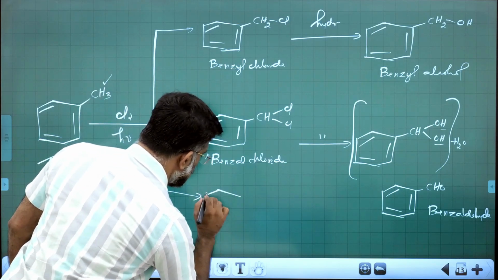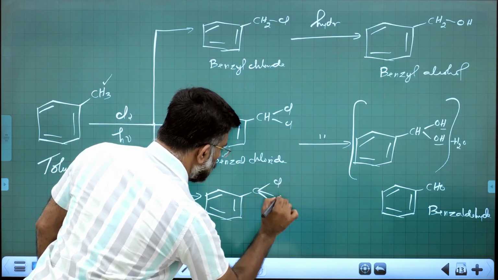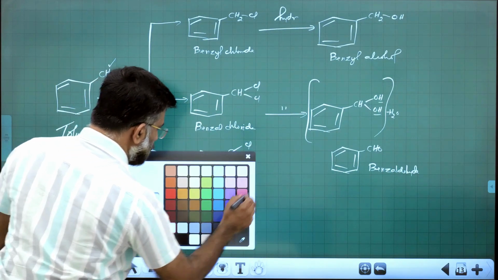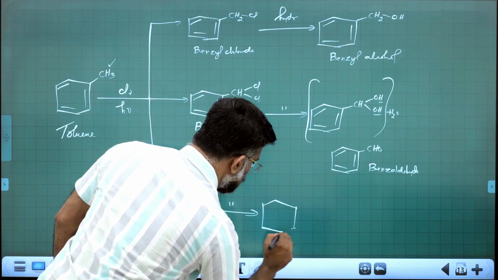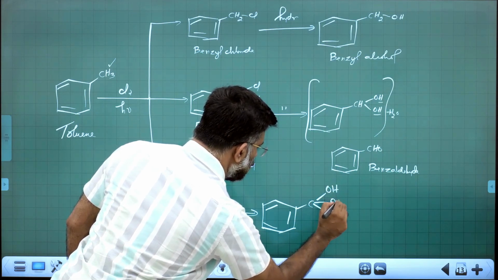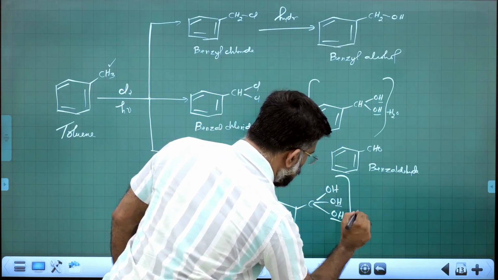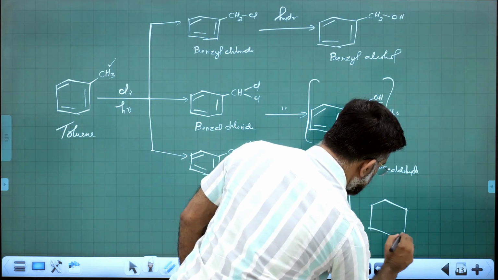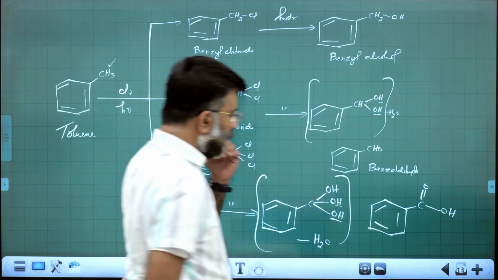All three hydrogen atoms replaced by chlorine, you have CCl3. Upon hydrolysis, what is the result? You can assume all three chlorine atoms are replaced by OH groups, which is not possible, and immediately it will eliminate one molecule of water and you get benzoic acid.